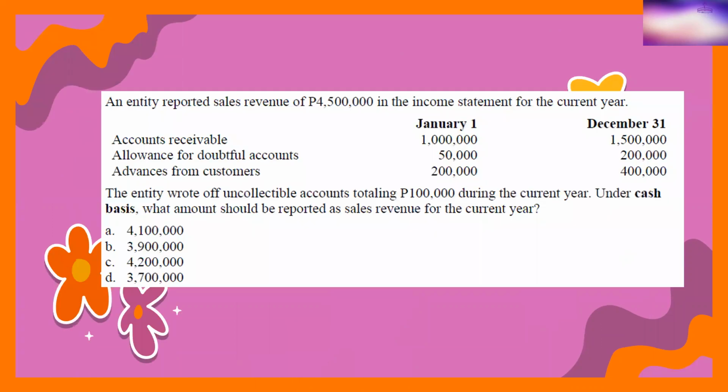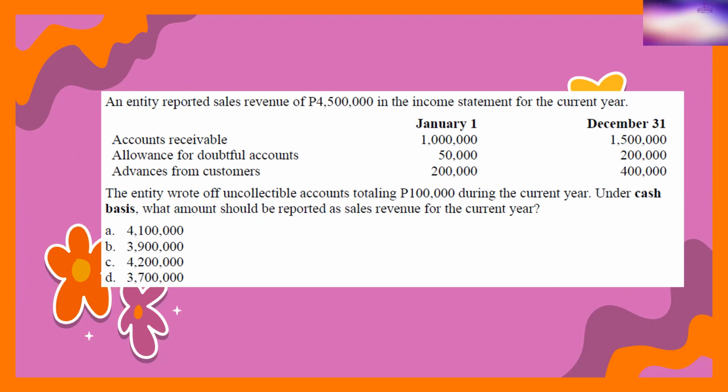Okay, so let me read the requirements first. What amount should be reported as sales revenue for the current year under the cash basis? So problem number 1, cash basis ang pinapahanap and sales revenue. An entity reported sales revenue of 4,500,000 in the income statement for the current year. So we have the balances. So January 1, the beginning balance, and December 31, the ending balance. We have accounts receivable, 1 million and 1,500,000 respectively.